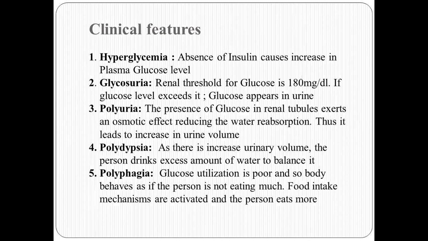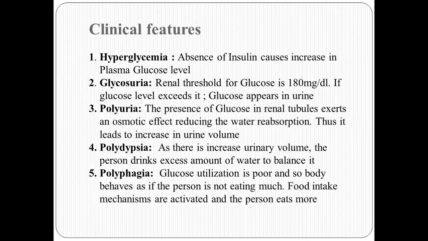If the glucose is present in the renal tubules, that exerts an osmotic effect and it reduces water reabsorption. Due to reduction in water reabsorption, there is an increased urine volume, and this is the condition known as polyuria. If there is an increase in urinary volume, the person drinks an excess amount of water to balance it. So that is polydipsia.